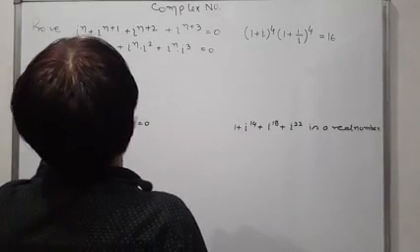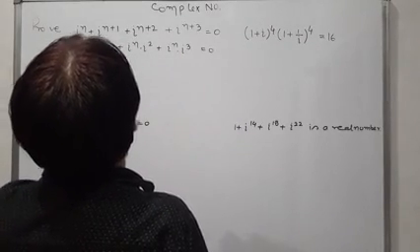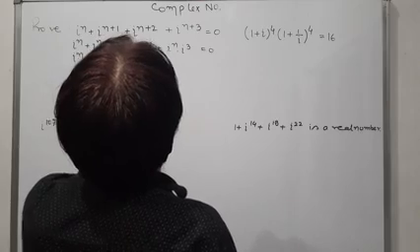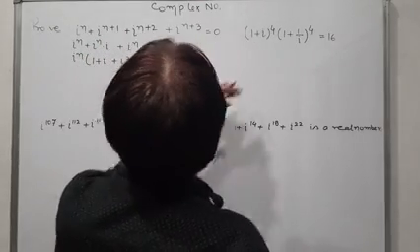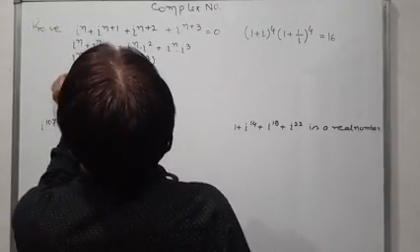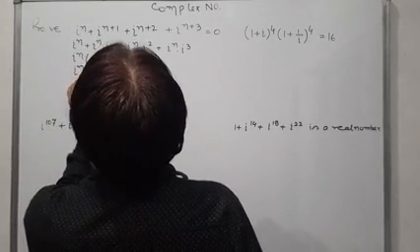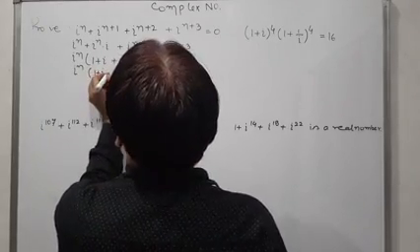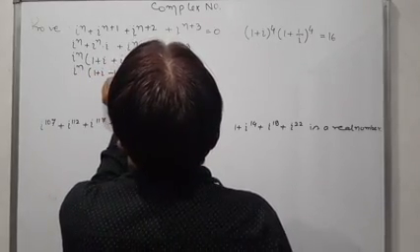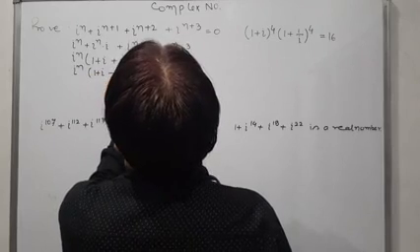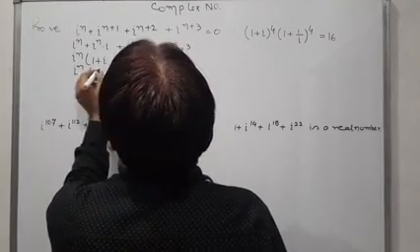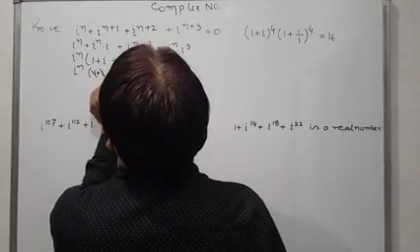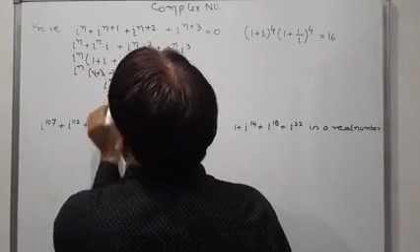We will take i to the power n common, then we get 1 plus i plus i square plus i cube. Now i to the power n times (1 plus i), and i square is equal to minus 1 and i cube is equal to minus i. So i is cancelled out by minus i and 1 is cancelled out by minus 1. Then i to the power n into 0 is equal to 0.